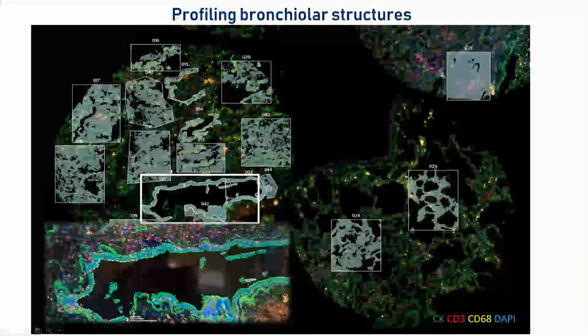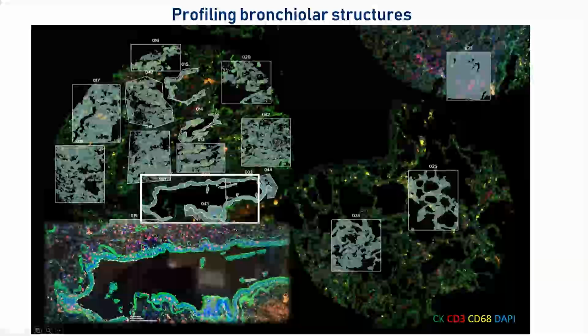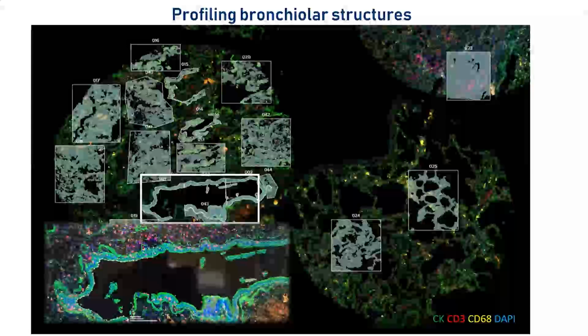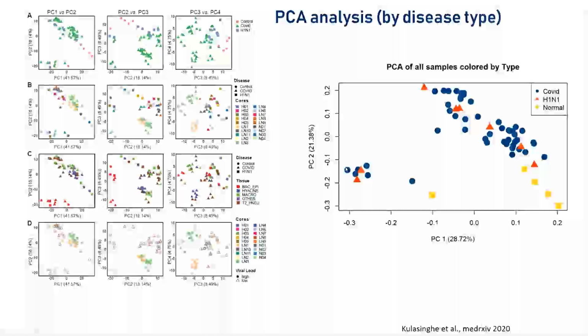So if you had a bronchiole such as this region in here that's shown in a square, what you're able to do is to draw around that bronchiole and then liberate the signal of that and get about 2000 plex RNA transcript data on that. And you're able to overlay the RNAscope images over this to see where the virus is binding to. So these are just PCA plots by disease type.